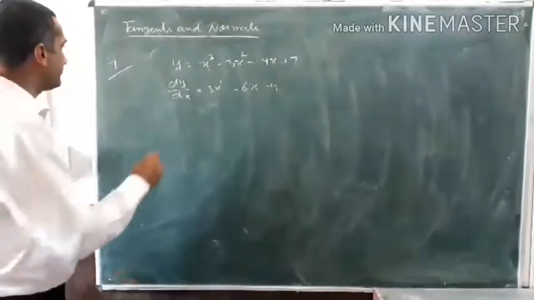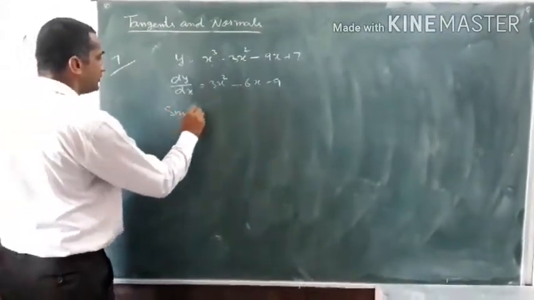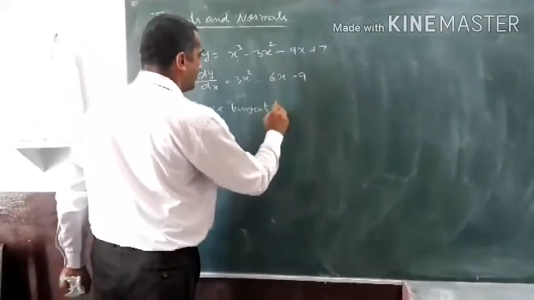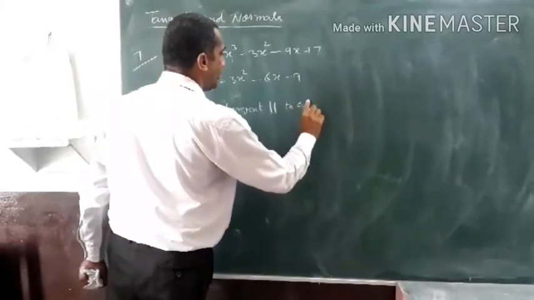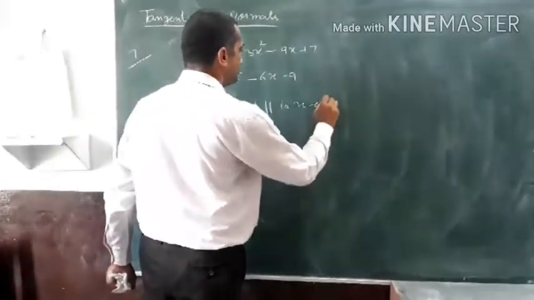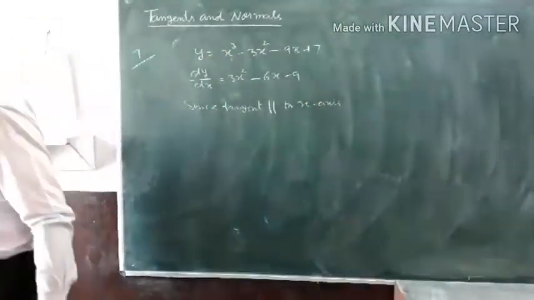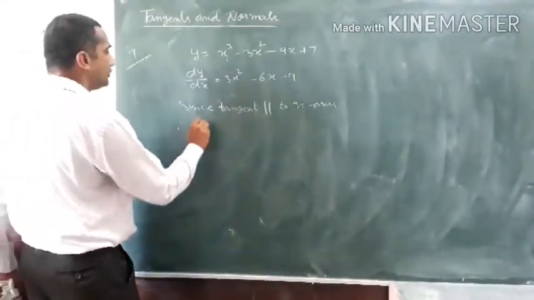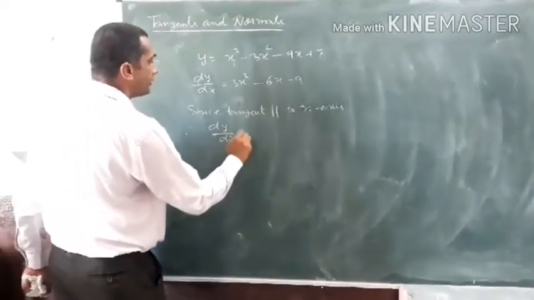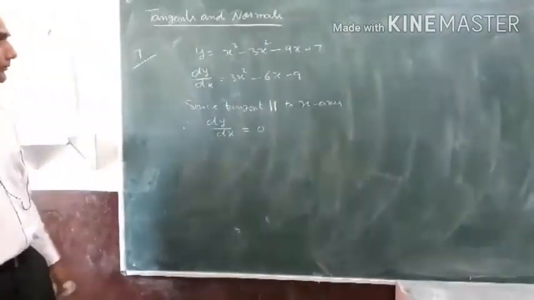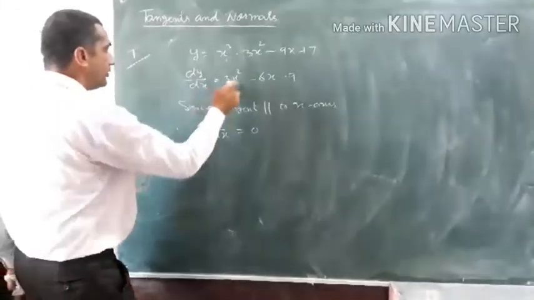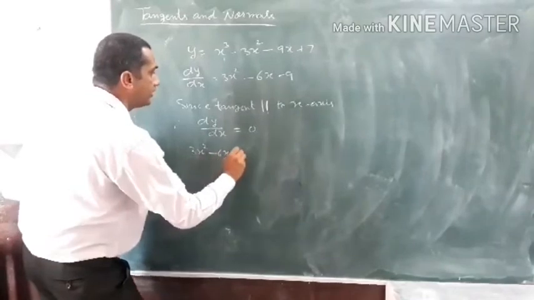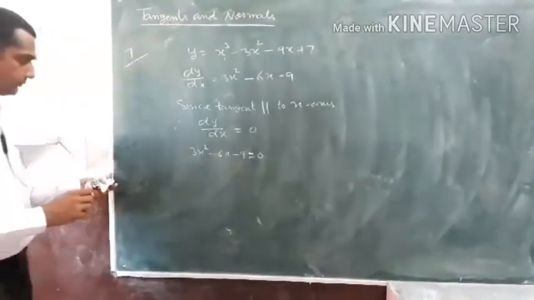Since the tangent is parallel to the x-axis, you know that dy over dx is equal to 0. So putting this value, 3x square minus 6x minus 9 is equal to 0.